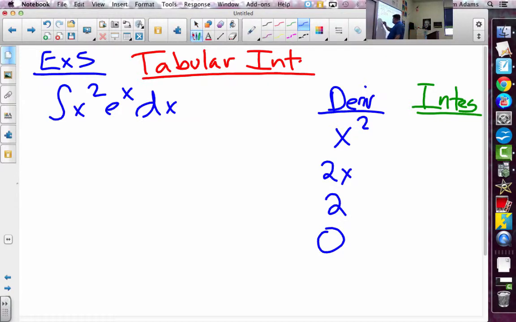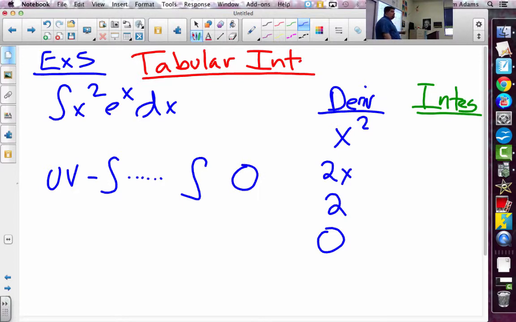If that 0 becomes a part of that, in other words, at some point in time, we've got this uv minus the integral, we're going to end up with a 0 here. Does that make sense? And so then that term goes away and then we're done. We can't go any further. So in this particular case, it works out great.